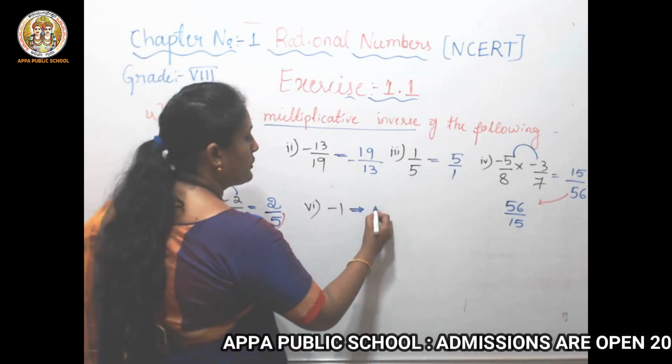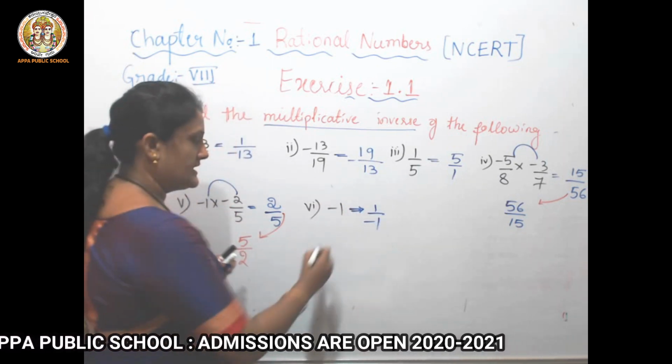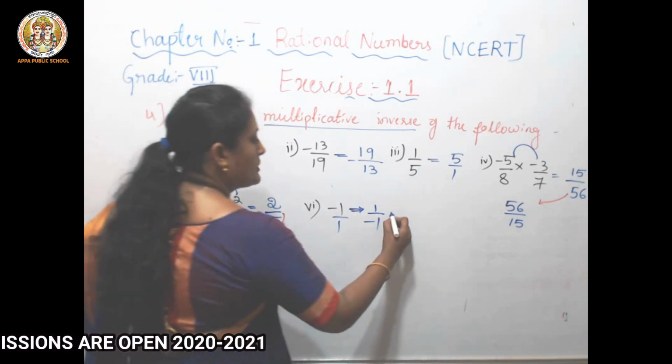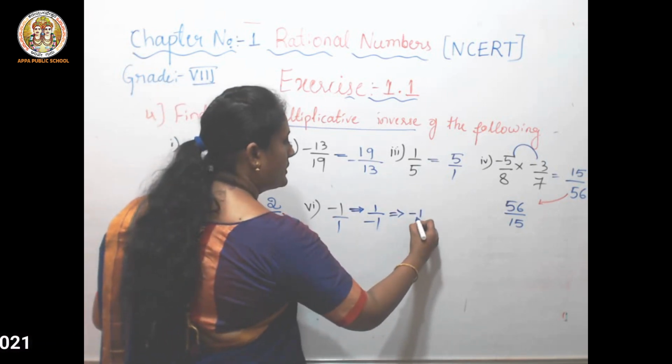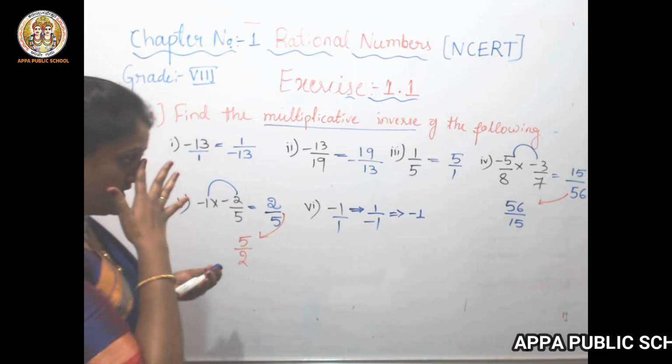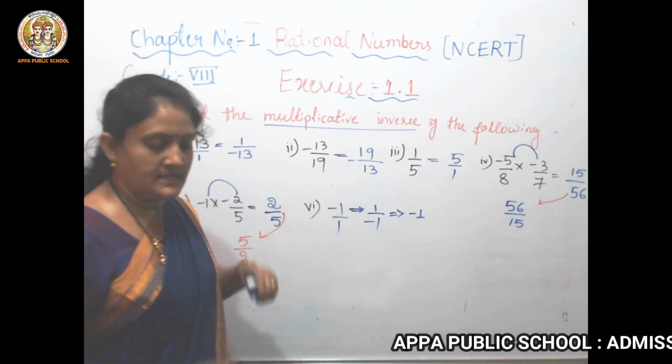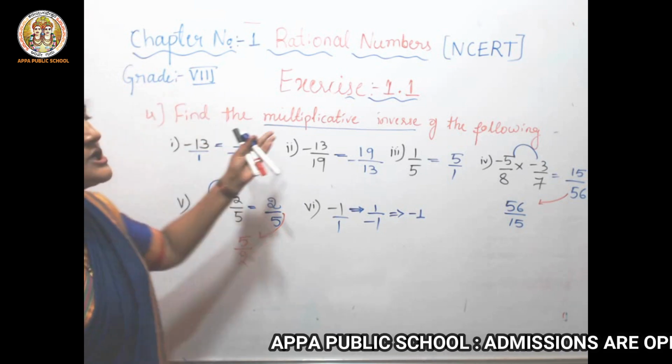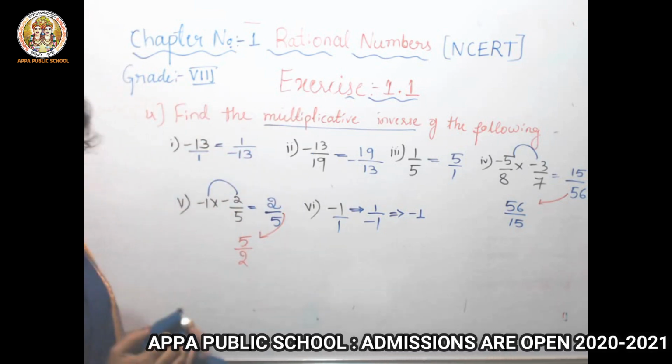Now question number 6. Minus 1 reciprocal, how can we write? 1 by minus 1, nothing is there means here you can write 1. So it is minus 1 only. So 1 and minus 1 do not have any different reciprocal, or else we can say they get the same reciprocal. Okay. This is question number 4. Now let's start with the fifth one.